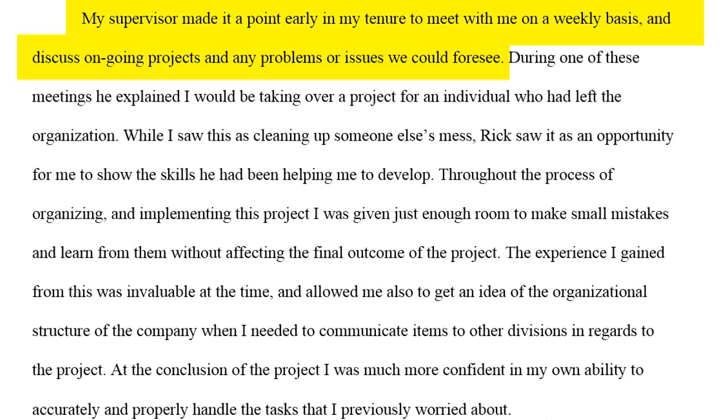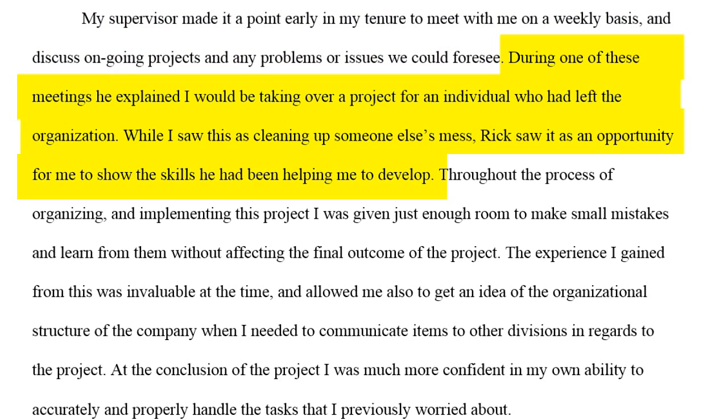My supervisor made it a point early in my tenure to meet with me on a weekly basis and discuss ongoing projects and any problems or issues we could foresee. There's our topic sentence. In other words, what this paragraph will be about. During one of these meetings, he explained I would be taking over a project for an individual who had left the organization. While I saw this as cleaning up someone else's mess, Rick saw it as an opportunity for me to show the skills he had been helping me to develop.